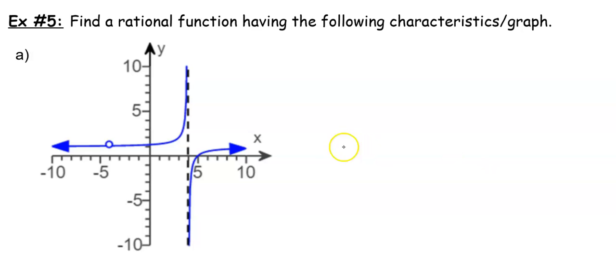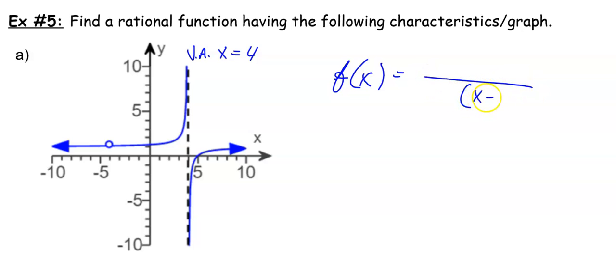So when we're looking at this one, now I want to do this one second because it's giving us the graph and not the characteristics. But the idea is the same. What we notice here is we have a vertical asymptote when x equals 4. That means in the denominator I am going to need an x minus 4, and that came from our vertical asymptote. Another thing I see right here is this hole. This hole is at -4.